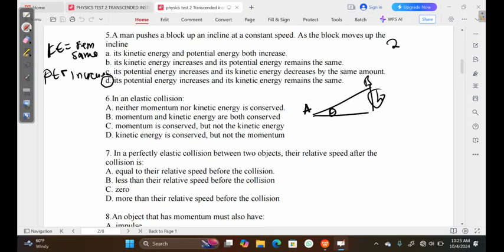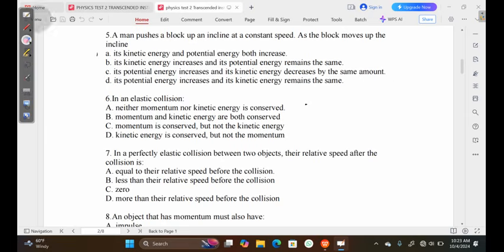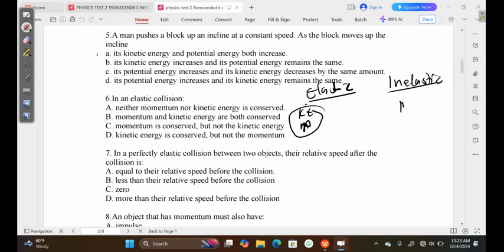Let us go to question 6. In an elastic collision, what happens? Let me just explain something here. We have two types of collision: elastic collision and inelastic collision. Under elastic collision, kinetic energy and momentum are both conserved. But in inelastic collision, only momentum is conserved. Kinetic energy is not conserved.